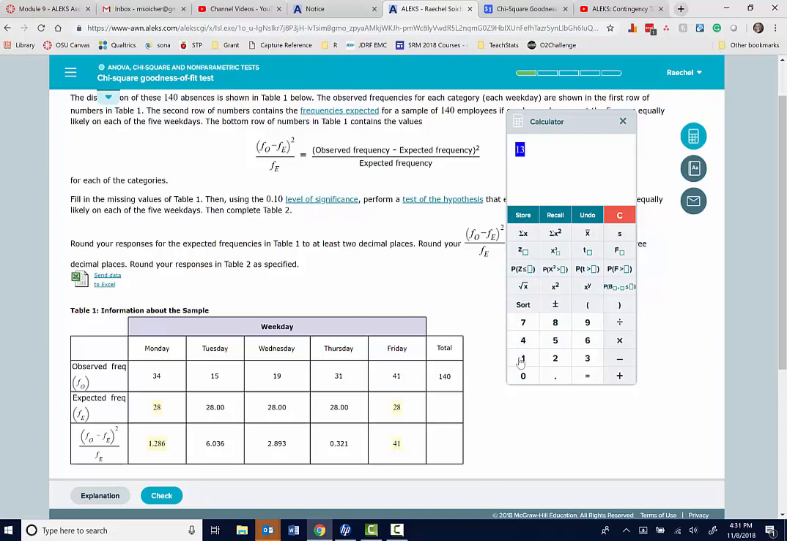Down here for Friday, we want to calculate 41 minus 28, square that value, and divide by 28. And we will get 6.036.